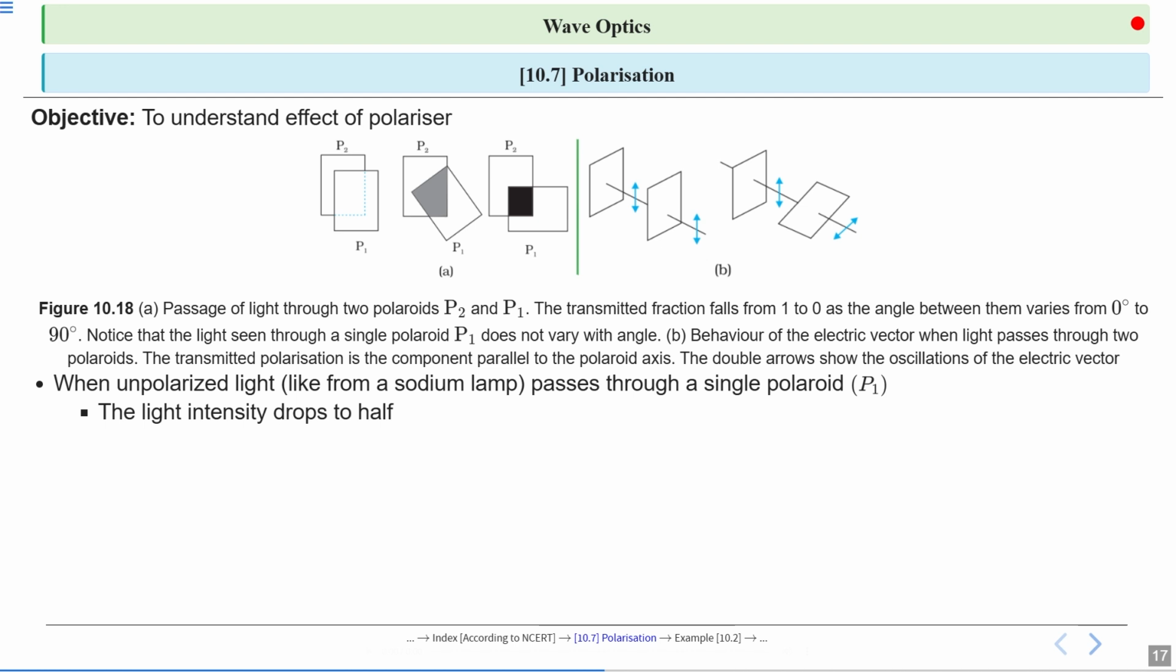Observe that rotating P1 doesn't change this reduced intensity. This is an important point. The light intensity drops to half when it passes through a Polaroid P1, and if we rotate P1, it will have no effect on the reduced intensity. The intensity will be half again.